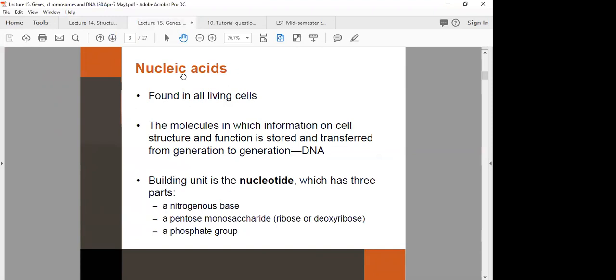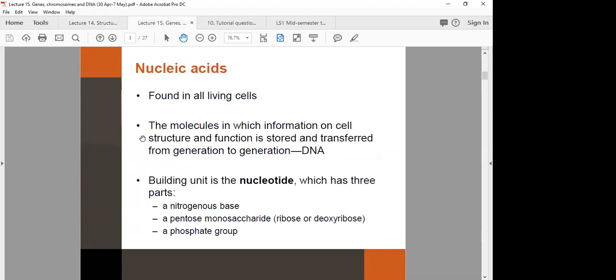You remember the two major types of nucleic acids are DNA and RNA. So we're going to revise what we've learnt so far. We know that nucleic acids are found in all living cells, and that the molecule in which information on cell structure and function is stored and transferred from generation to generation is DNA. Most of the DNA is found in the nucleus of the cell. It's never found in the cytosol.